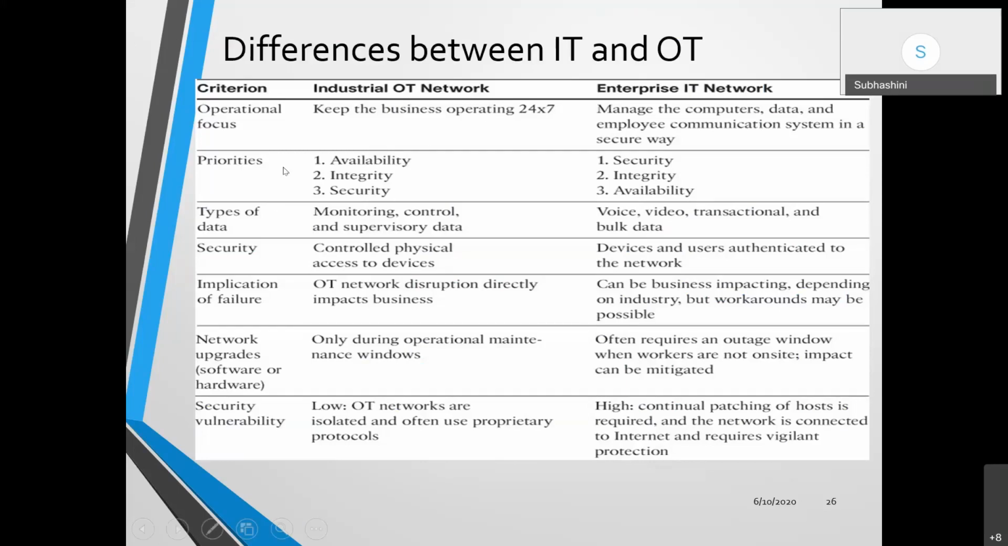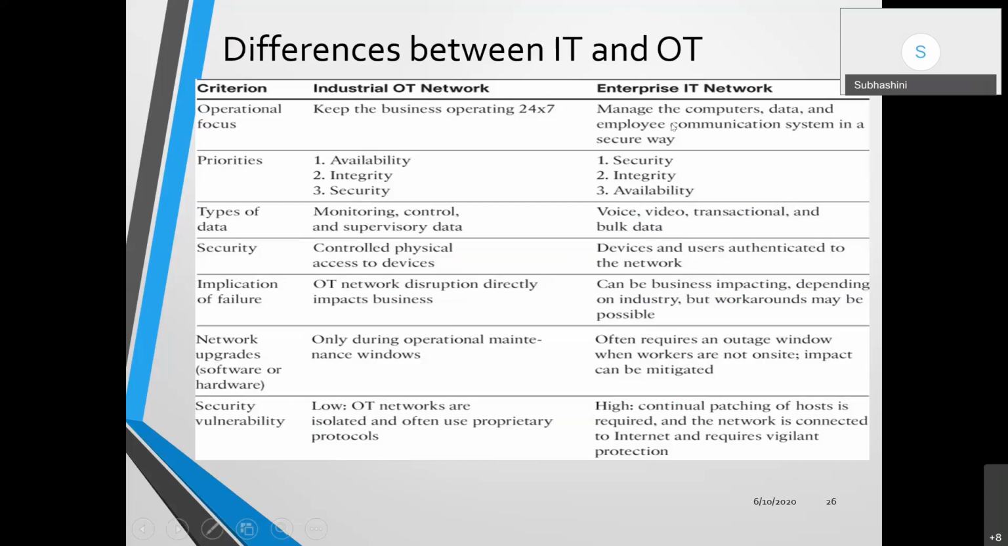Okay. And in terms of priorities, the requirement of availability is higher in OT. If you talk about priorities, the first priority will be the top one, and the last number will be the least. Depending upon types of data, the data types and data forms are different, whereas the type of data in an OT network is totally different. The formats are totally different. And in terms of security, definitely at different levels.